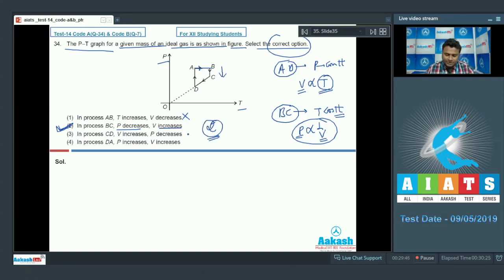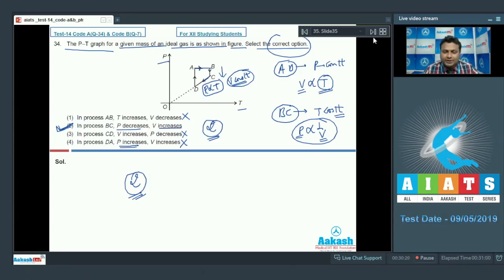Now we can discuss the third and fourth options. Process CD, a straight line in the PT graph, means pressure is directly proportional to temperature for constant volume. So V increases, P decreases. No, volume has no effect on pressure. So third is also wrong. In process DA, D to A, what is happening? Pressure is increasing. If pressure increases, temperature constant, volume should decrease. Boyle's law. Again wrong. So option number 2 is correct. We can go with option number 2.